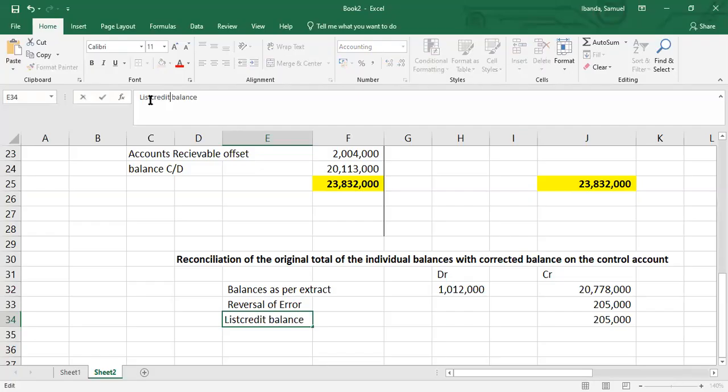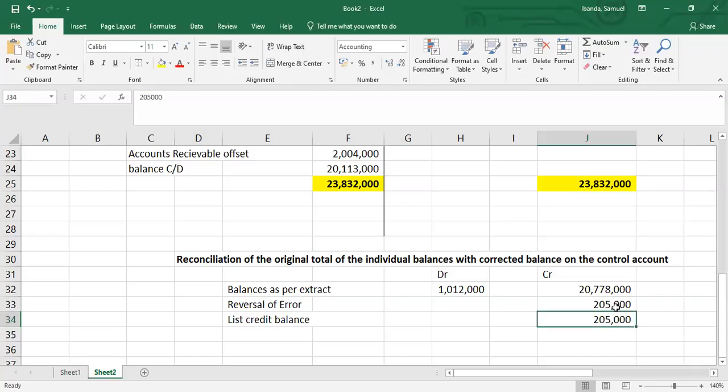Just include the word credit, list credit balance. So that is how we are correcting that error. And that error, we didn't correct it in the control account because it didn't relate to the control account. But we should basically be able to correct it here.